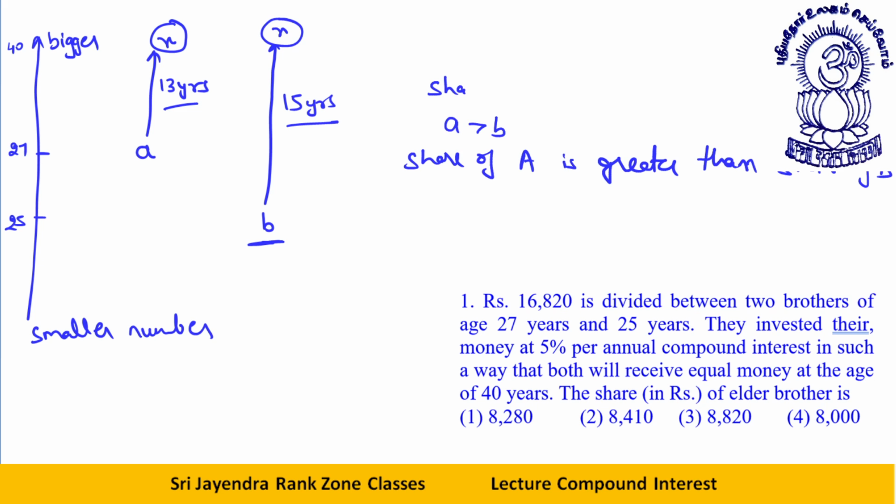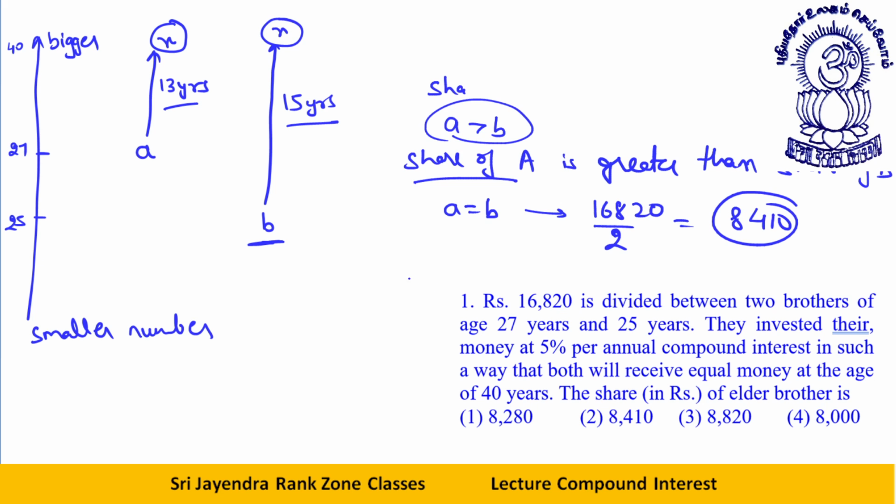Okay, dear students. So when I have reached this conclusion, the share of A is greater, that means A is greater than B. Had A been equal to B, both the values would have been 16820 divided by 2, that is 8410. Since A is greater than B, A will be greater than 8410. This is the midpoint. If A and B are equal, both will be 8410. But if A is bigger, B is smaller, so A will be more than 8410 and B will be less than 8410. How many options are there which are more than 8410? Only this option is the answer.